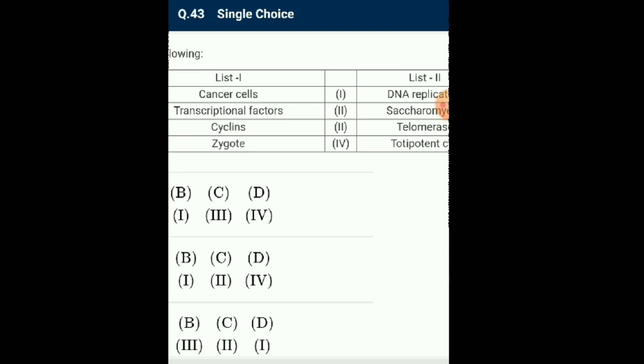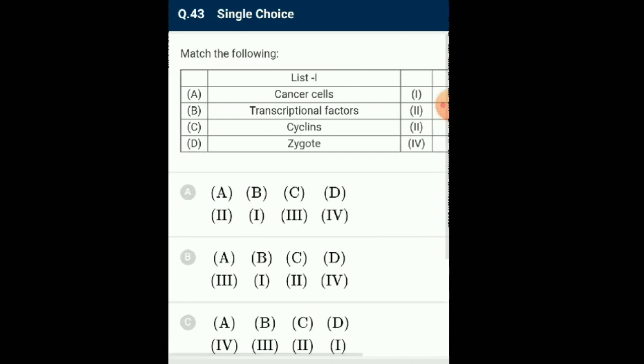Zygote divides millions of times during maturation. This division involves reprogramming or sometimes redevelopment. So it is the totipotent nature that helps the zygote in its reprogramming. Cyclins are protein complexes that are synthesized and degraded during the cell cycle. Four cyclin homologs are artificially produced in Saccharomyces cerevisiae. So the correctly matching option is option B.